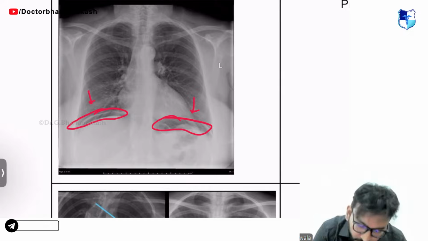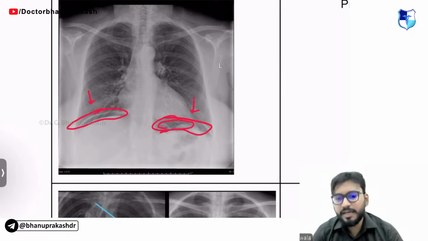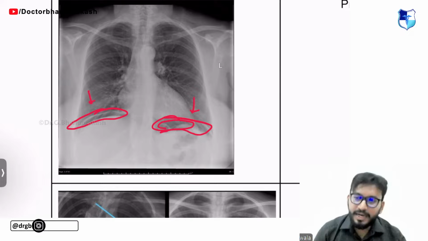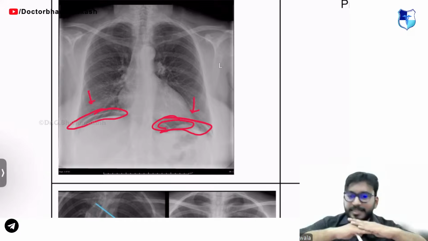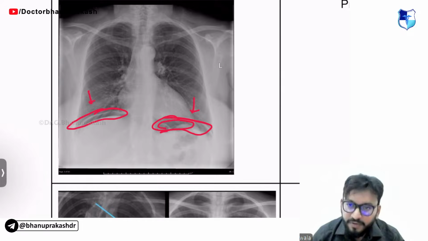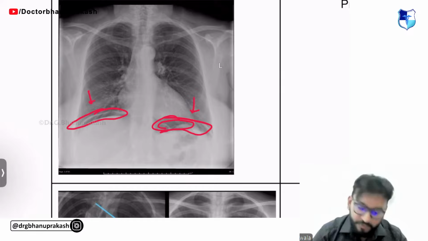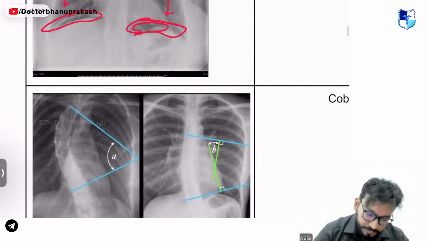Because on the left side, we already have an air-containing gastric bubble. It can give you a false interpretation. So we don't rely on the left side. We always rely on the right side where there's liver. Between the liver and diaphragm, there's never air. If there is air, it is always air under the diaphragm. It indicates hollow viscus perforation. Most commonly, it is bowel perforation.